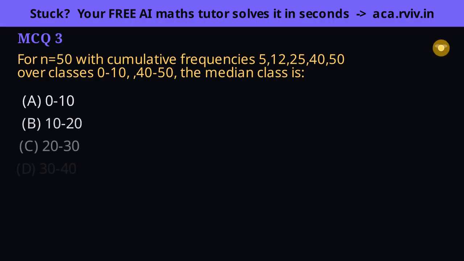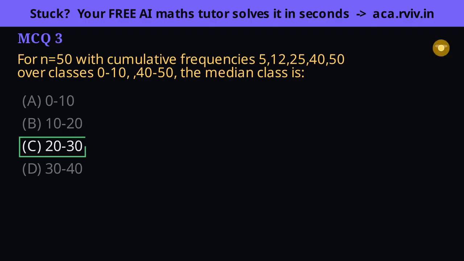Consider the four options. N over 2 is 50 over 2, 25. Walk up the cumulatives, 5, 12, 25, and it first reaches 25 at the class 22 to 30, option C. The trap is 10 to 20, whose cumulative is only 12, still short of 25, and 30 to 40 overshoots. It's the first class to reach n over 2 that counts, not any later one.